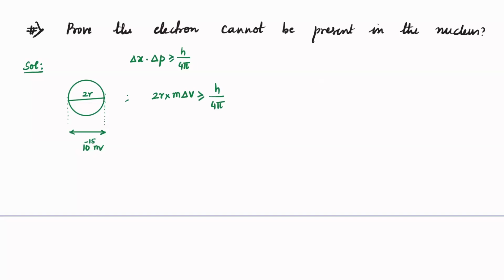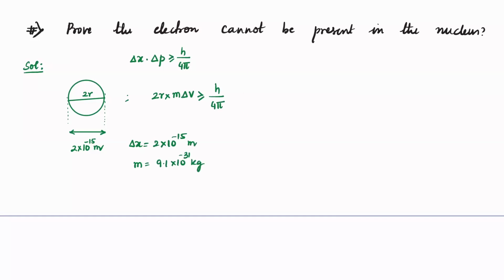So if it is a diameter, it will be 2 times of it. So this much should be the radius here. This much should be the distance here. So therefore, I can say delta x is equal to 2 into 10 raised to power of minus 15 meters. And what is the mass of an electron? It is 9.1 into 10 raised to power of minus 31 kgs.